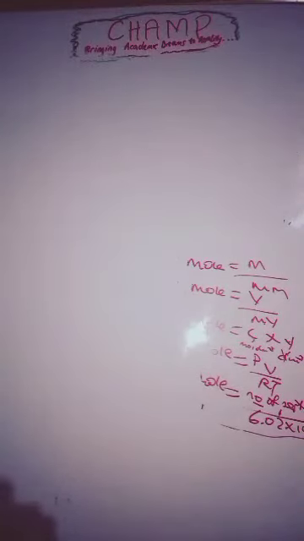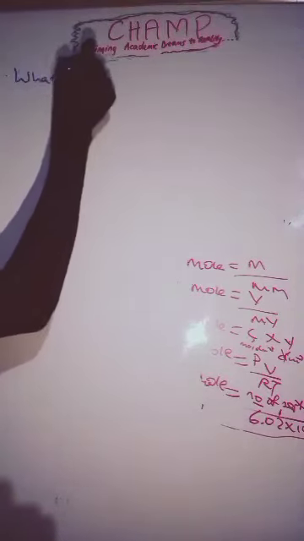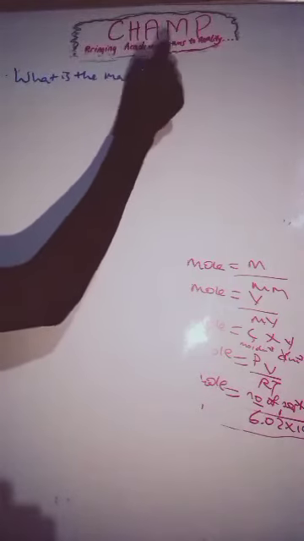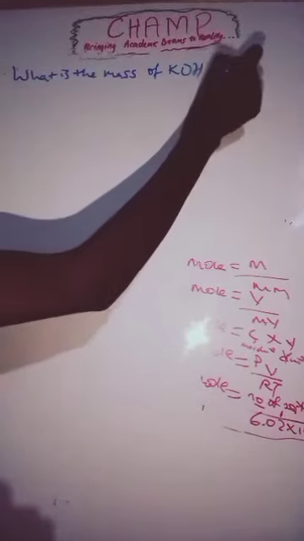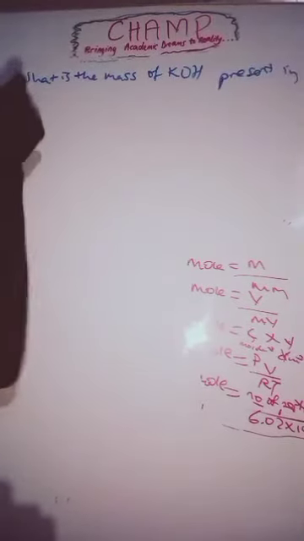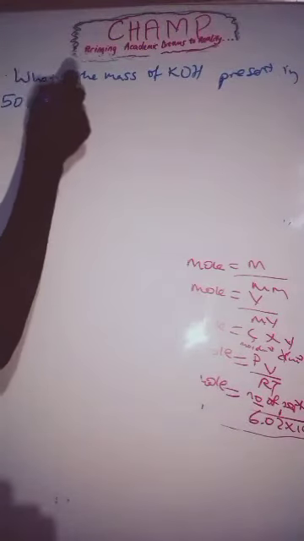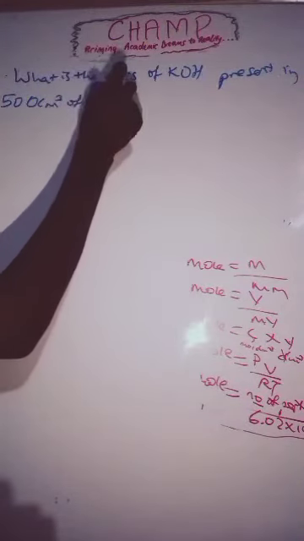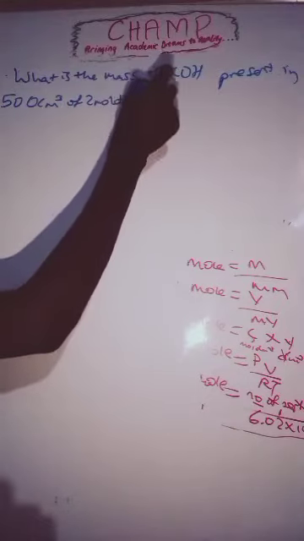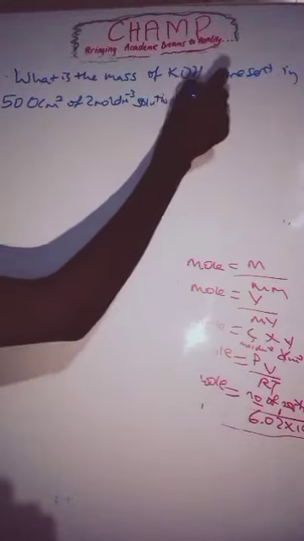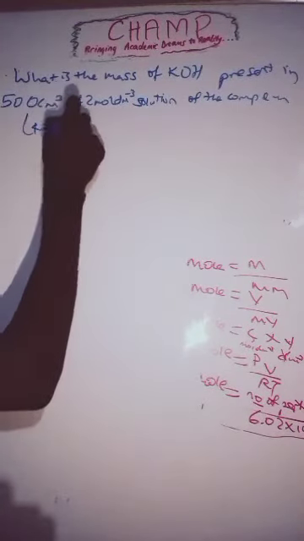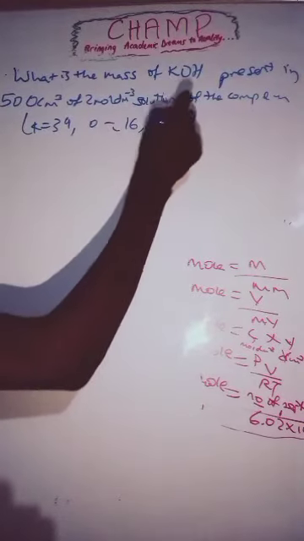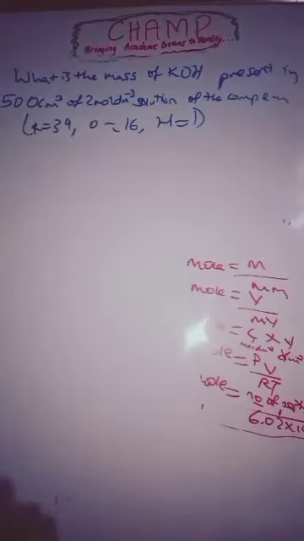So yes, another question under this case. What is the mass of potassium hydroxide present in 500 cm cube of 2 mole per dm cube solution of the compound? So you have K to be 39, you have O to be 16, you have H to be 1. So yes, let's try to solve this together now.